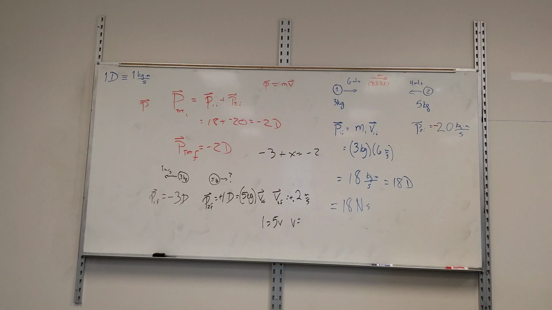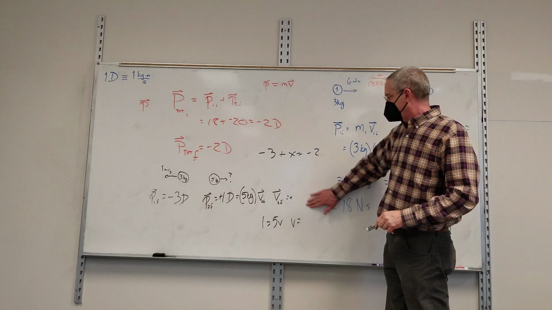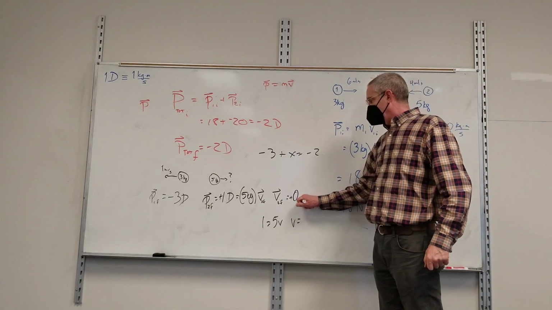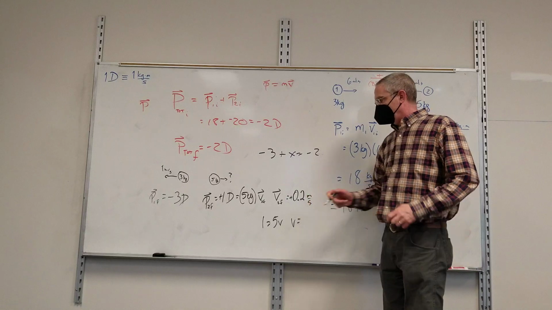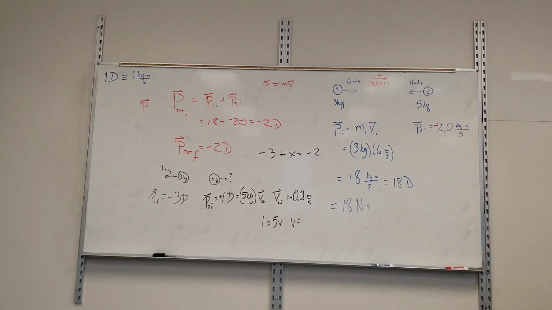So the answer to mass 2 would be positive 1 kilograms per meter per second. That the total momentum, the mass 2's momentum after the collision is positive 1 unit, and its velocity is 0.2 meters per second. Okay. It helps if I stuck the 0 in there. Other questions right now?